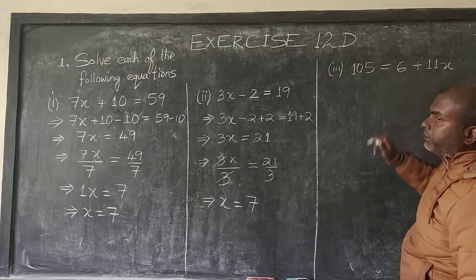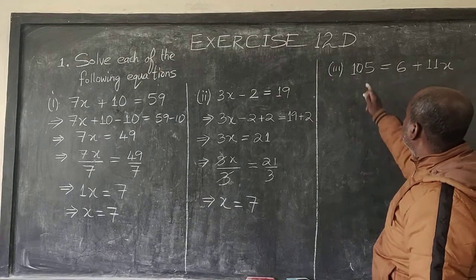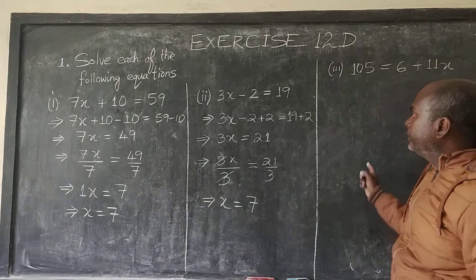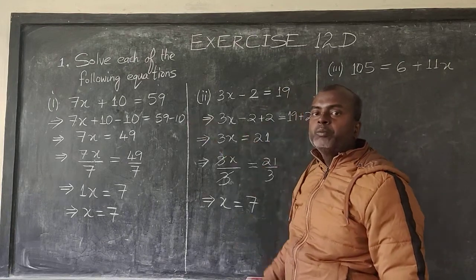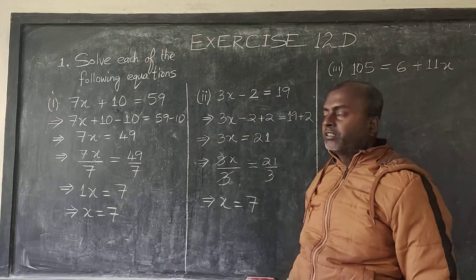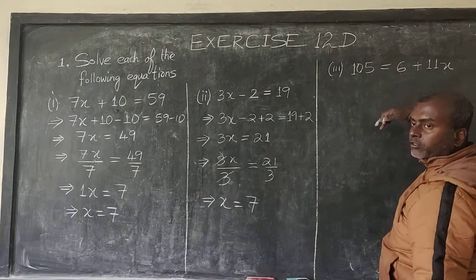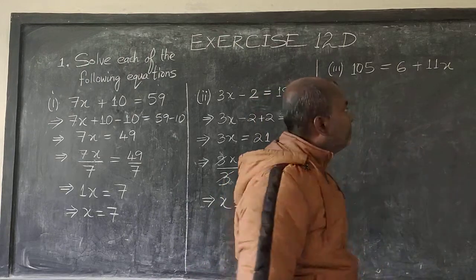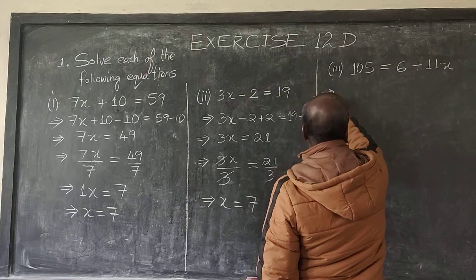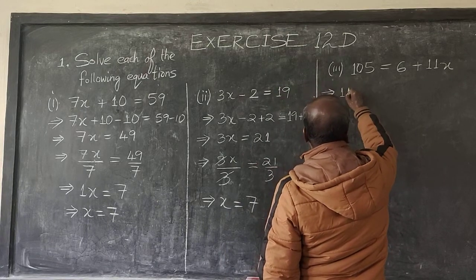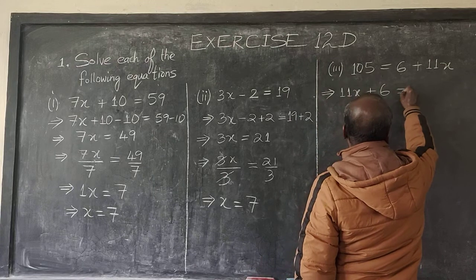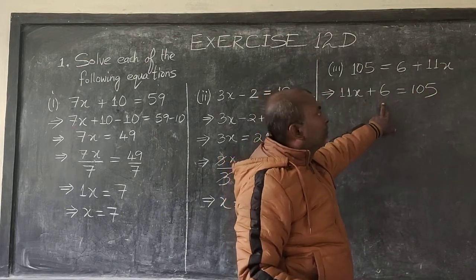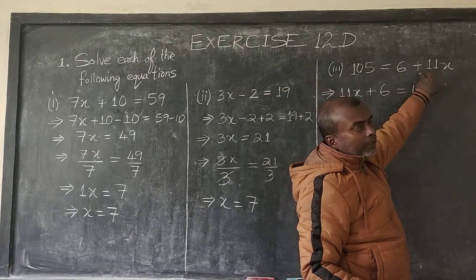Okay, now coming to part 3. Here we have 105 equals 6 plus 11x. In all these, the x side is to be on the left hand side of the equation. Now we see that the x side is on the right hand side. So what we can do is interchange the sides. So we can write this equation as 11x plus 6 equals 105. Now you might ask yourself, where is the plus? See, 11x is a plus number.